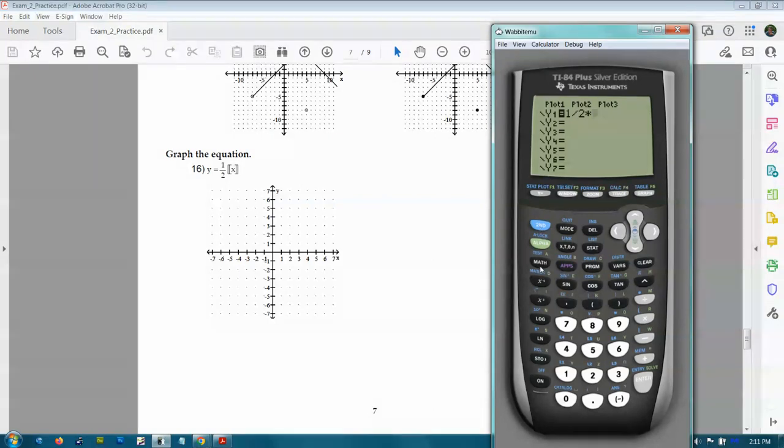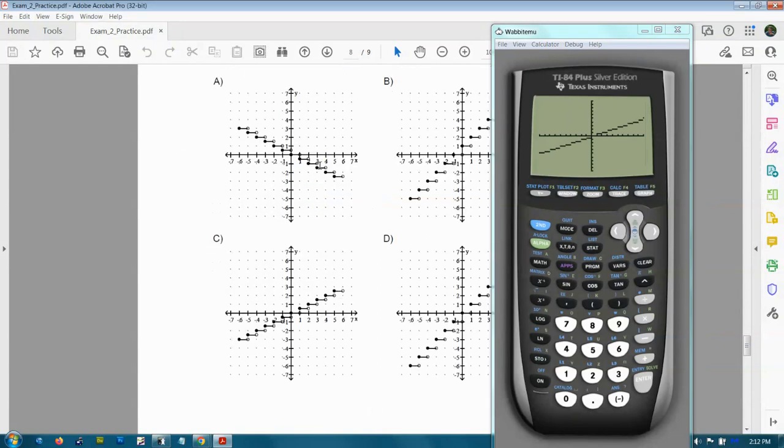I want to go to my math key, and now I want to arrow over to number. First time we've kind of been here. That first one is absolute value. I don't want that. I want greatest integer. And that's how it's expressed, INT, greatest integer, number 5. And it's the greatest integer of x. And I'll close my parenthesis. I don't think I need to, but no harm in doing that. And then hit graph.